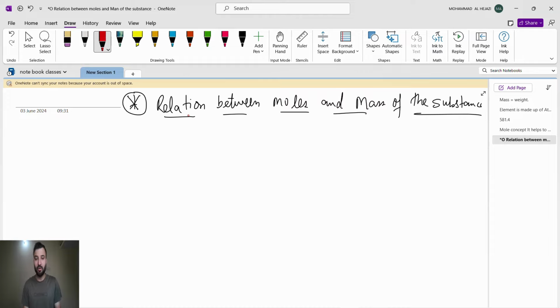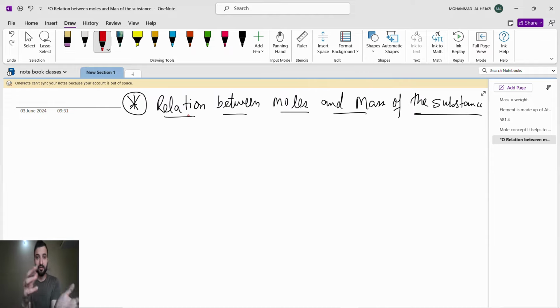1 mole means how much mass of the water. That is the relation between mole and mass of the substance. Means I will tell you the mole, you will tell me the mass. Or if I will tell you the mass, you will tell me the mole. Like that, if I will tell you 1 dozen, you will tell me the number of pieces. 12 pieces in 1 dozen. If I will tell you the number of pieces, you will tell me the dozen. If I will tell you 36 pieces, means 3 dozen.